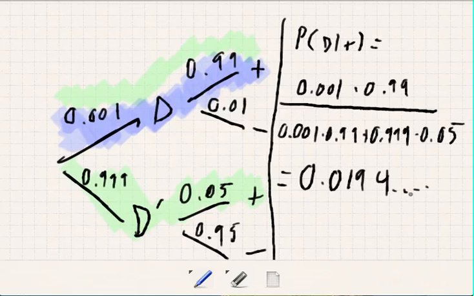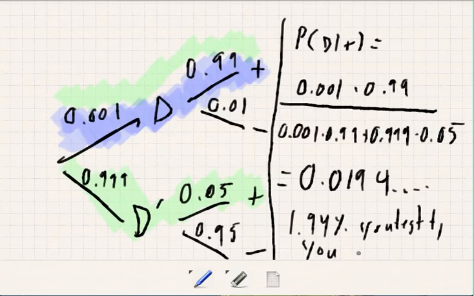0.0194. Whoa, that's kind of weird. Only 1.94% of the time that you test positive do you actually have the disease. That's weird. The test seemed like it was pretty good, but no, it's not so good when you test positive. If you test positive, it's actually just scaring you. You probably don't have the disease given that you test positive.